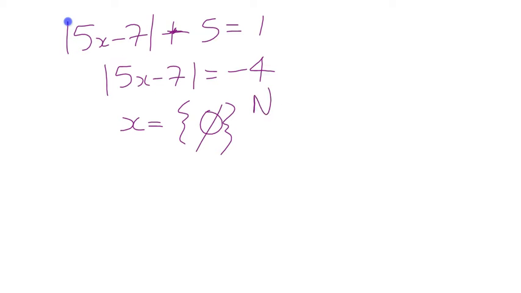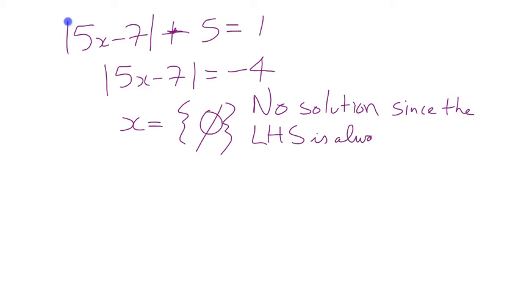No solution. And you can write it at this point, right? Since the left-hand side is always positive, the absolute value of something, so no solution, since the left-hand side is always positive. Okay, and then you can stop there, right? There's no further work to show. You don't have to do your cases.